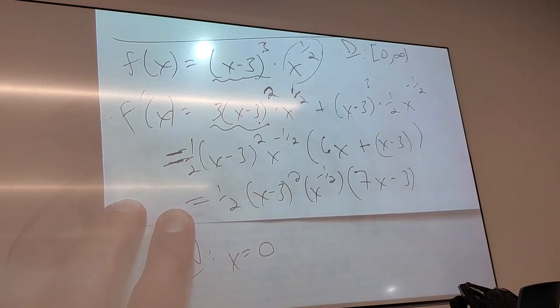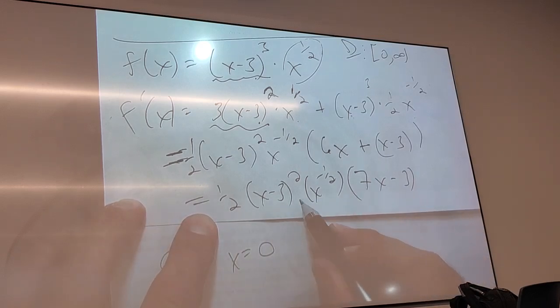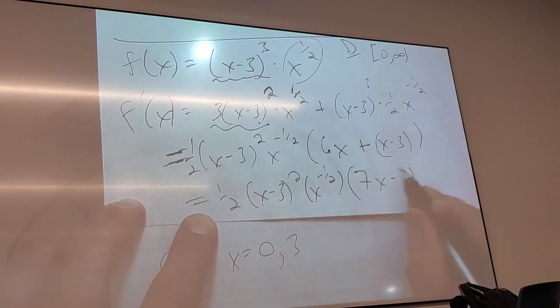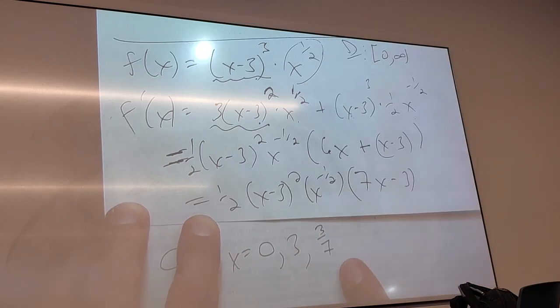So what are the two things? Whenever I ask you to find the critical numbers for this function, you take a derivative and ask where is it undefined? Where is it 0? So what do I get if I set this equal to 0 now? What makes this 0? 3. What makes it 0? You guys see that? 3 divided by 7. If you set that equal to 0 and solve for x, you'll get this.